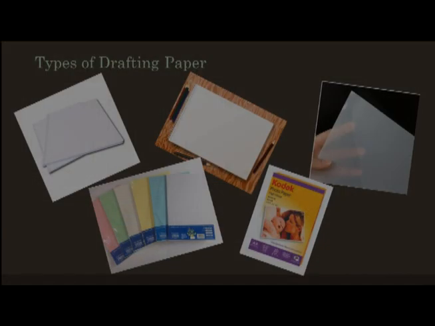So let's proceed with the types of drafting paper that we are using. First is the bond paper. Bond is similar to the paper we use every day in our office printers. It's the least expensive paper and is usually supplied in roll form for drafting plotters.